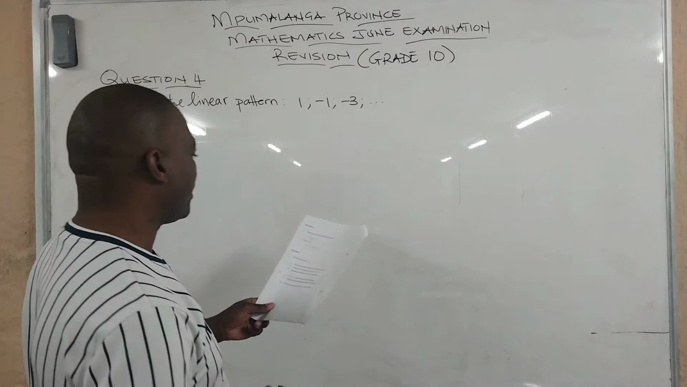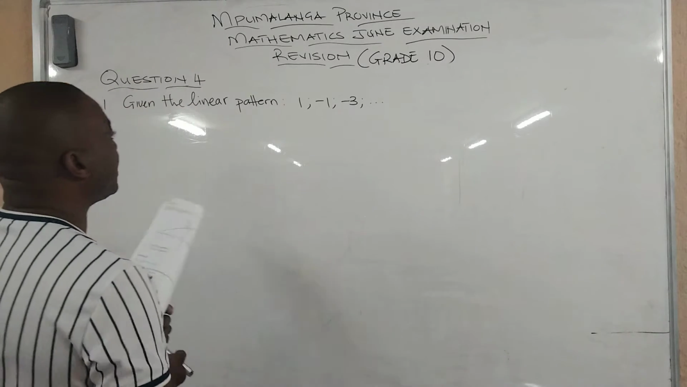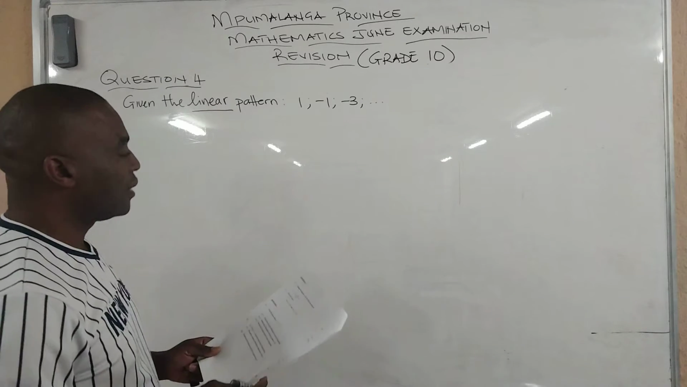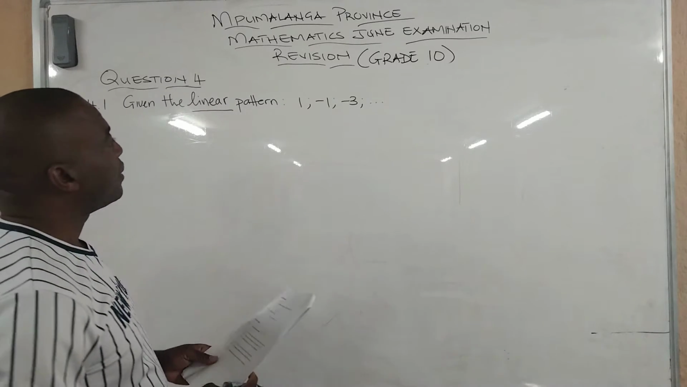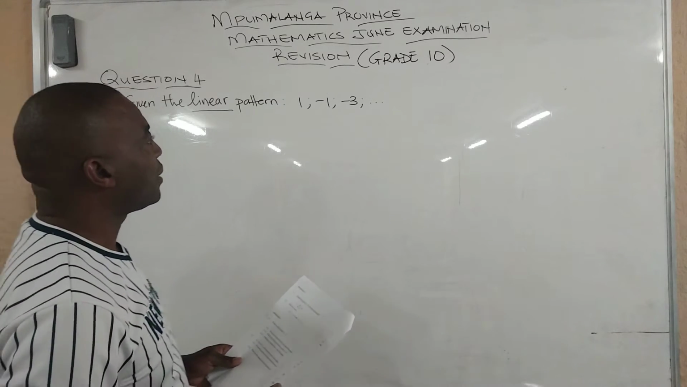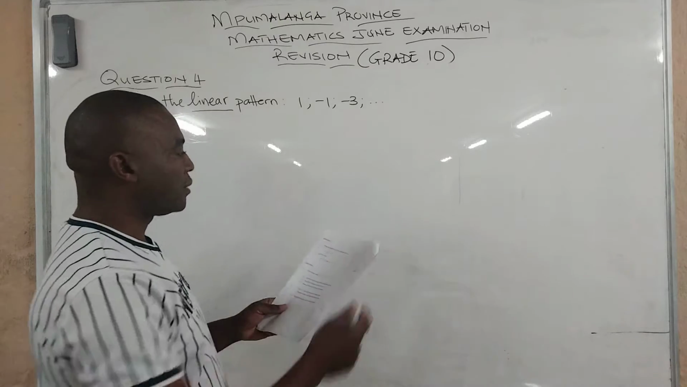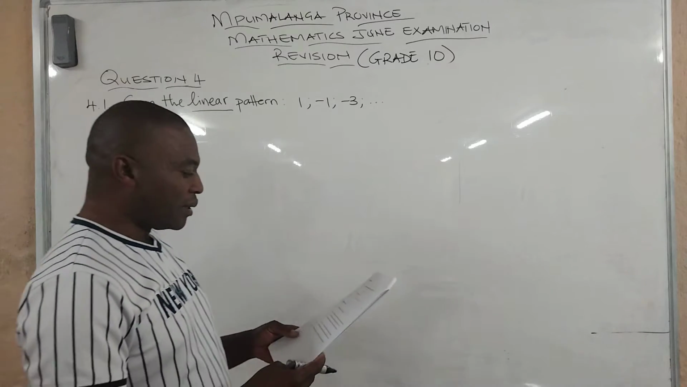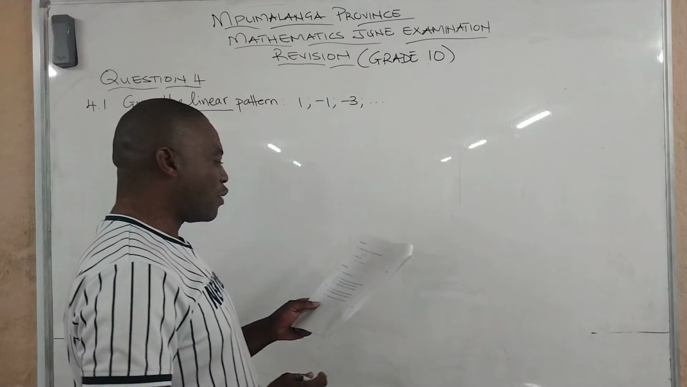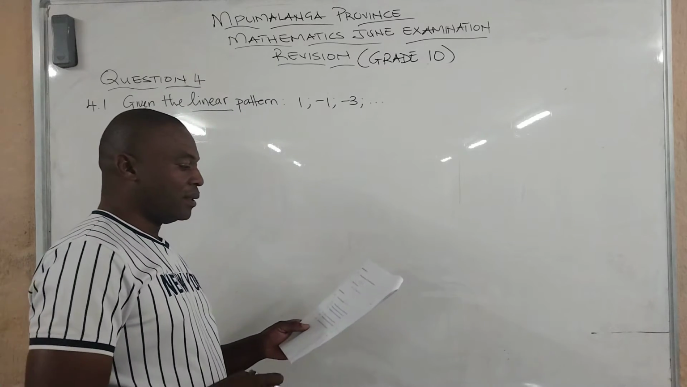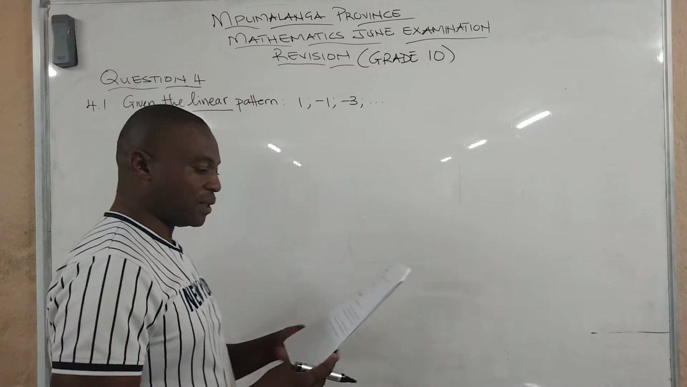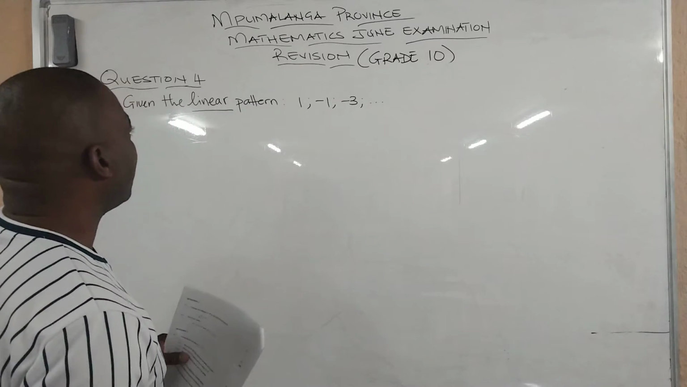We are given a linear number pattern with the terms 1, -1, -3, and it goes on in that pattern. Okay, 4.1.1, you are asked to write down the values of the next two terms of the pattern.